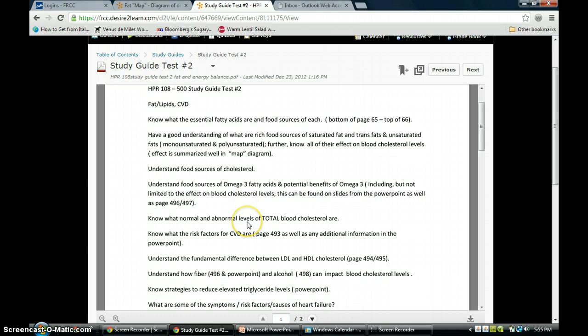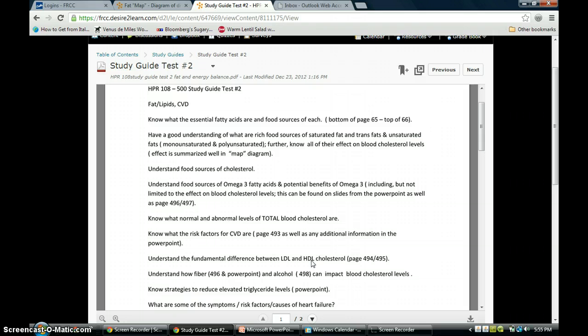You don't have to know what levels of all the subcategories of cholesterol. Just know what normal and abnormal levels of total cholesterol are. Risk factors for CVD, pretty straightforward. Difference between LDL and HDL. So remember, LDL is the bad, HDL is the good, and know why.